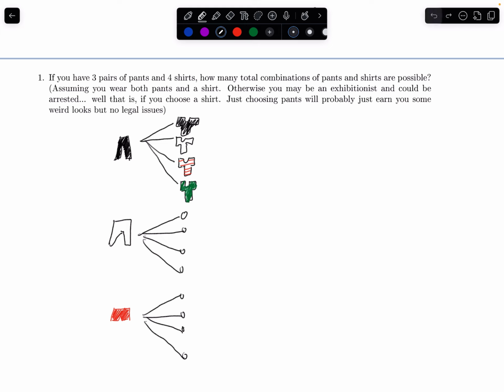Now I could add another element to this. I could add shoes, right? And then if I add those, I'd have pants, shirts, and then shoes. And for each shoe, that would branch off again, right? So what you end up with is this kind of tree diagram. And what you're counting is how many branches you have at the very end. And that will determine how many total outcomes are possible. And how do you count them? You just multiply, right? Let's say I had 5 shoes, then I'd take 3 times 4 times 5. That's the whole principle. So super easy, right?